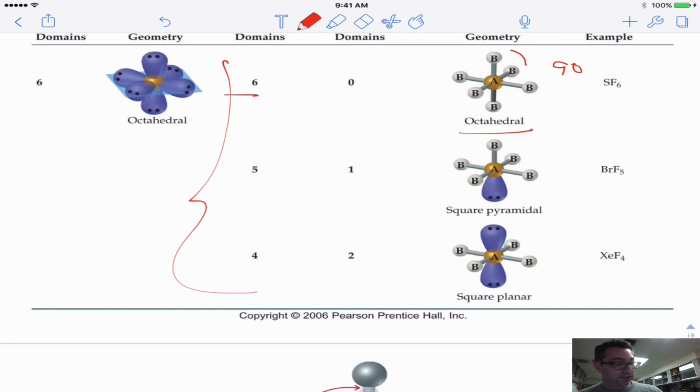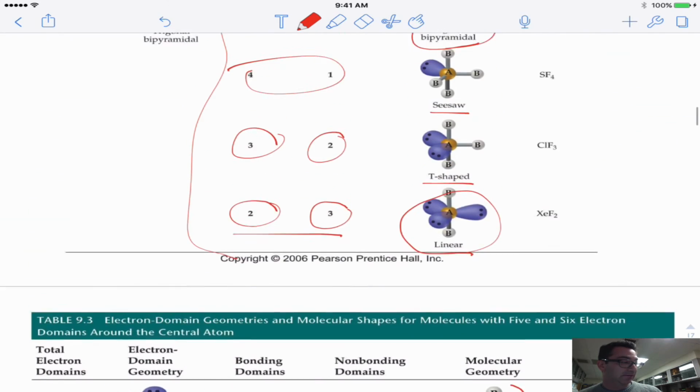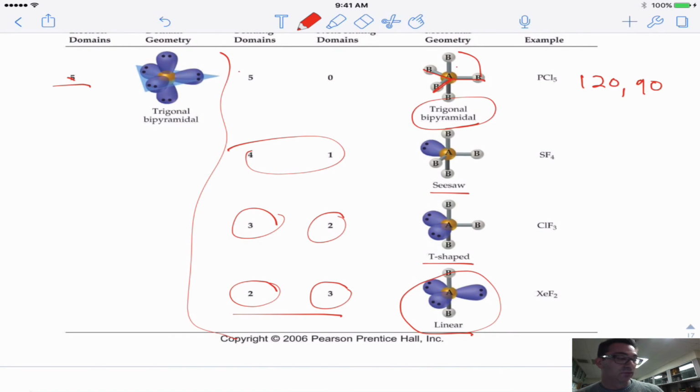If we were to replace one of these B's with a lone pair, we would have square pyramidal. And if we were to replace 2 of these B's with lone pairs, we'd have something called square planar. All of these, all the ones with 6 domains and 5 domains, violate the octet rule. They all go above and beyond the octet.